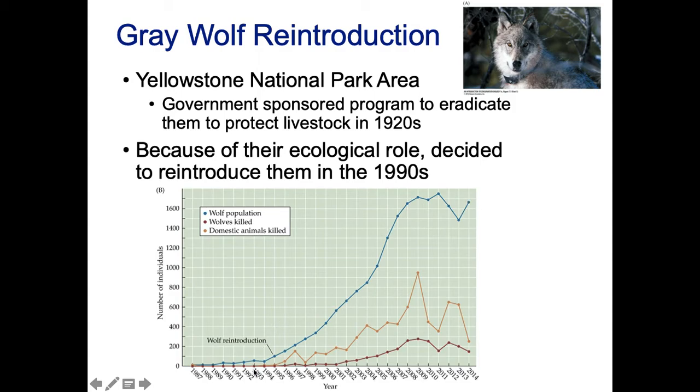And we can see that as the wolf population increased, the number of domestic animals killed by wolves increased. They've started to take more measures to reduce the conflict between wolves and livestock, so that they can reduce the number of domestic animals killed without killing wolves. And we'll talk more about that when we get to protected areas, and we'll talk more about human-wildlife conflict. And you can see that the number of wolves killed increased as well.